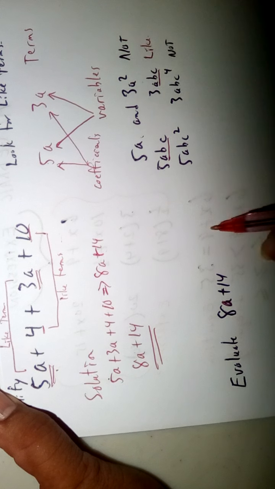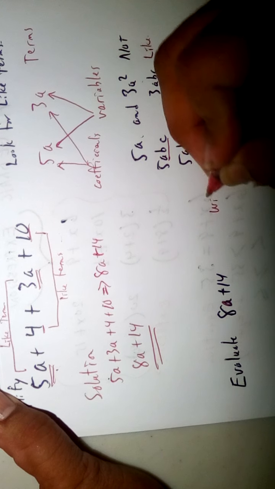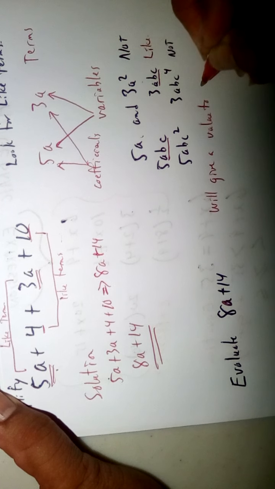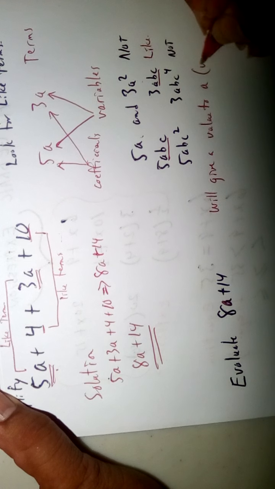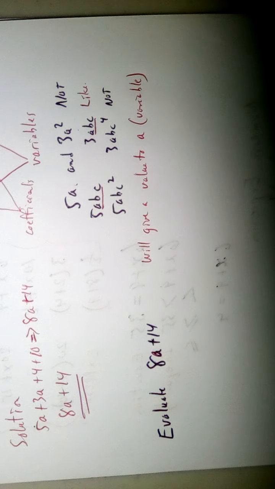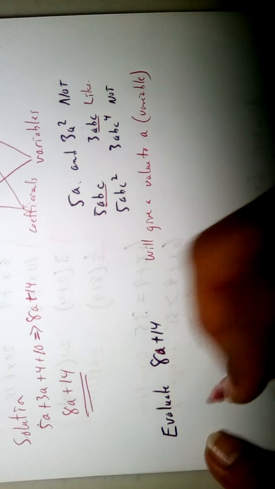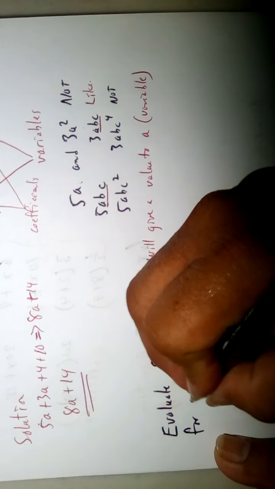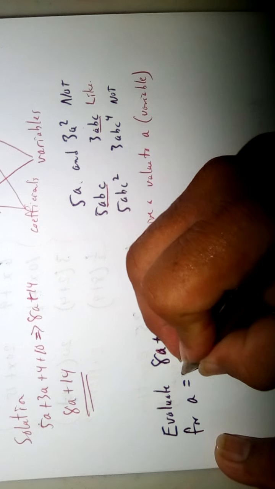So at this point we will give a value to a, or in other words to the variable, and then we will be able to evaluate that text. So let's try it with a value. Let's say evaluate this expression for a is equals to 6.